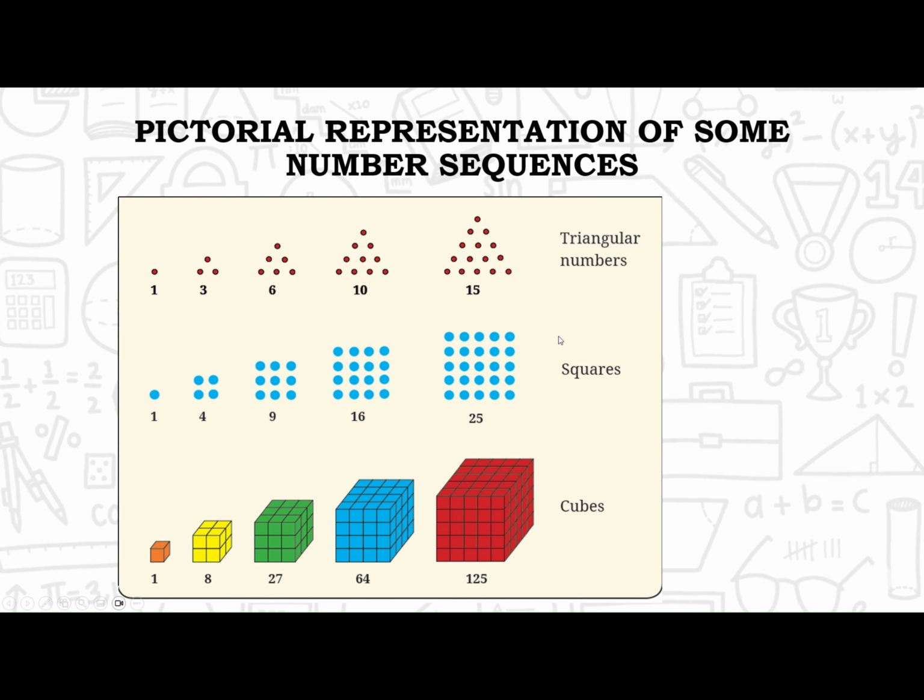Now triangular numbers. In triangular numbers, as you know, we are simply adding up numbers like 1, then 1 plus 2, then 1 plus 2 plus 3, then 1 plus 2 plus 3 plus 4, then 1 plus 2 plus 3 plus 4 plus 5.